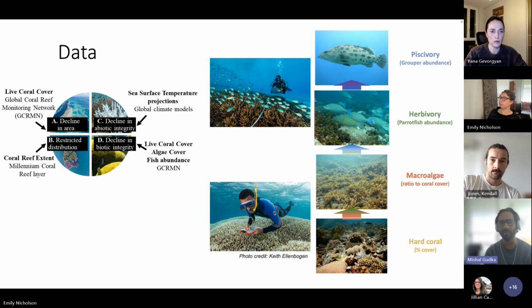These are just an example here on the right of the different indicators that were used. They look at different aspects of the ecosystem's functioning. And like I said, that's been collected at various monitoring sites over the past 30 years by different programs. Next slide.